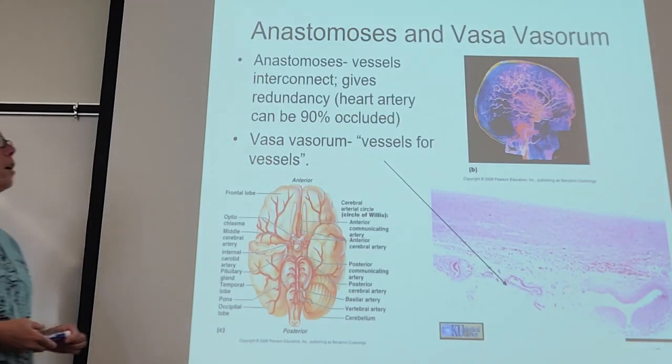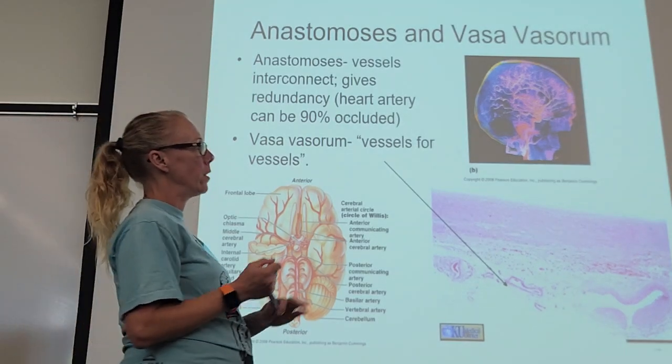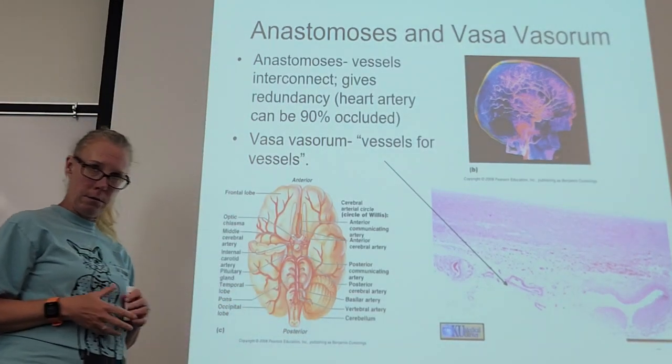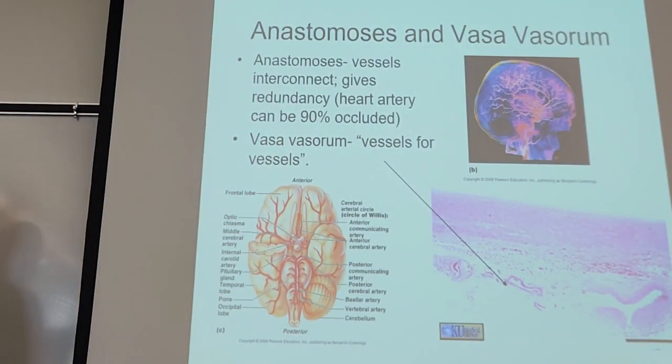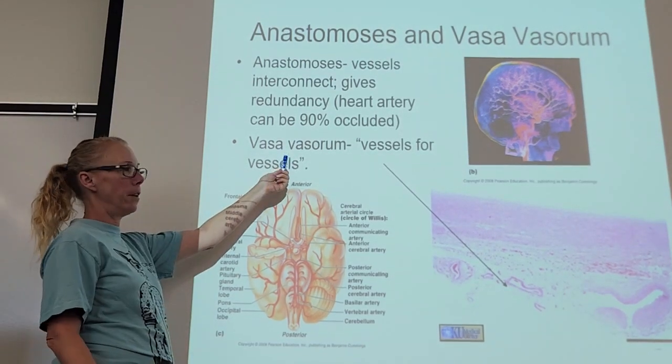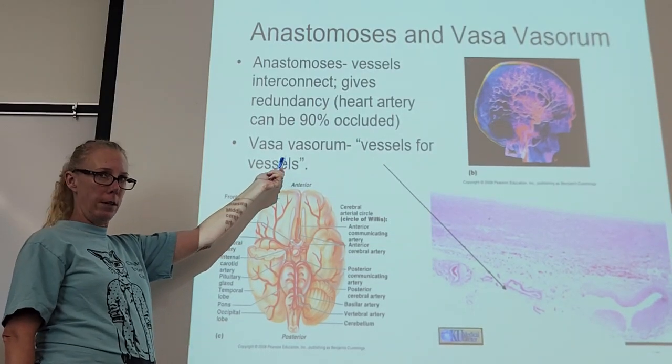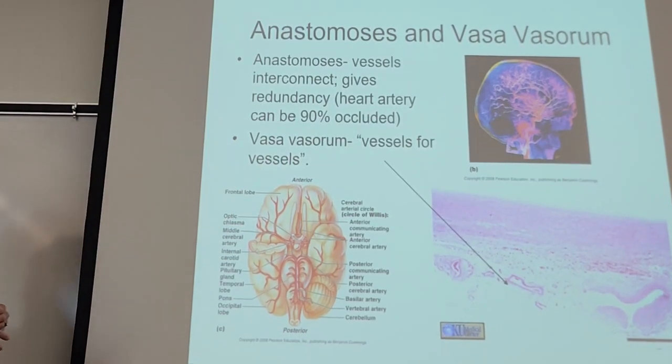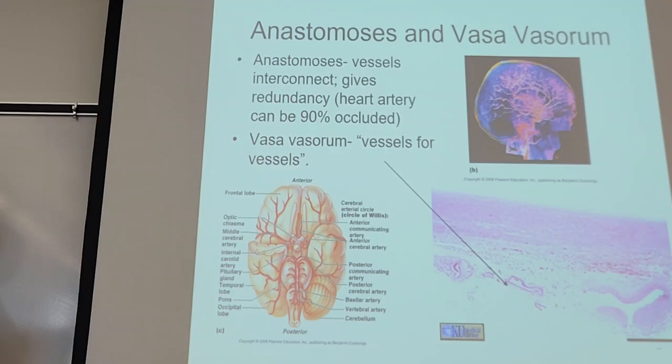Okay. All right, so blood vessels, because they are organs, just like the heart, need their own blood supply to survive. They need their own nutrients, they need to get rid of their own waste, and the blood supply for blood vessels is called vasa vasorum. So that's the blood supply to blood vessels, okay?